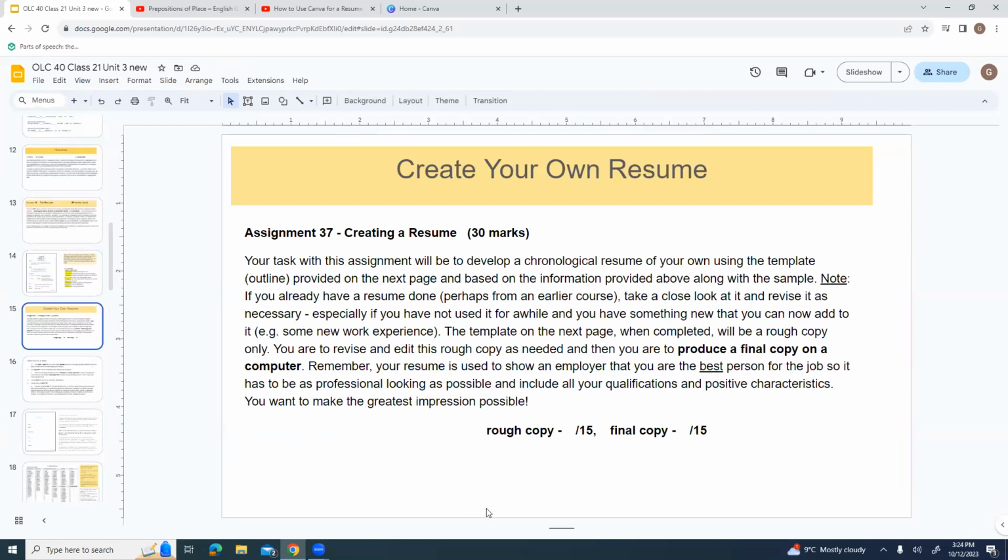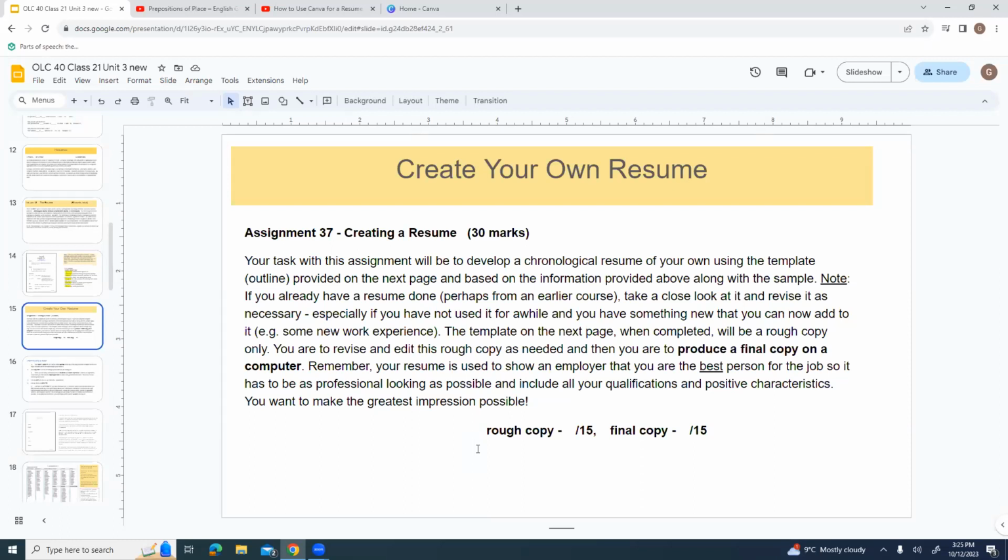Okay, so the assignment is creating your own resume. This is assignment 37. It's worth 30 marks. Your task with this assignment will be to develop a chronological resume of your own using the template provided on the next 2 pages and based on the information provided above alongside the sample. Note, if you already got a resume done, perhaps from an earlier course, take a close look at it and revise it as necessary, especially if you've not used it for a while and have something new you can now add to it. For example, some new work experience, or maybe you've got some new trainings.